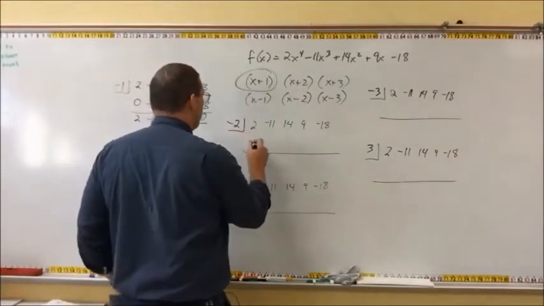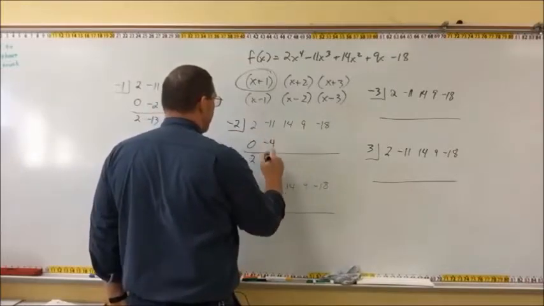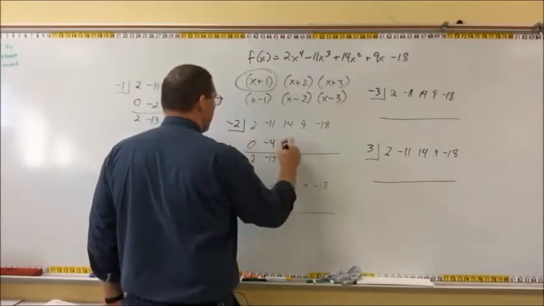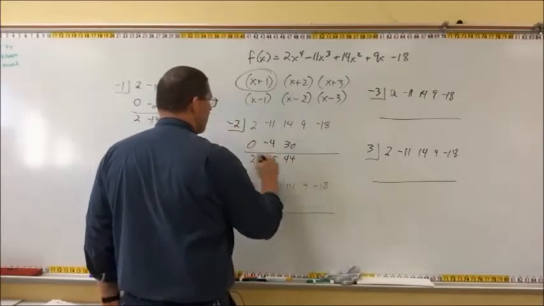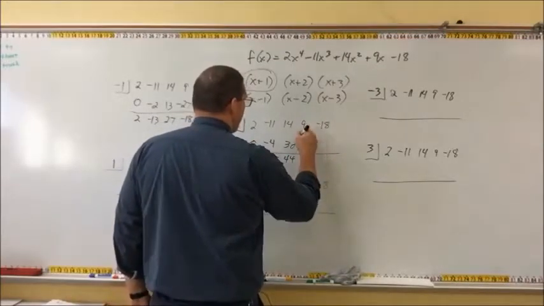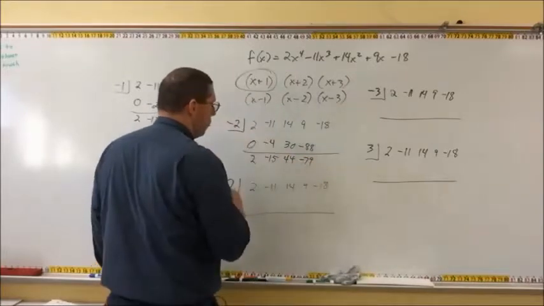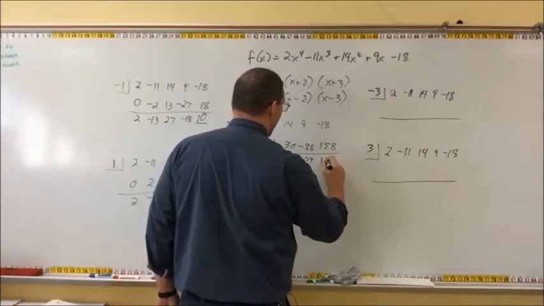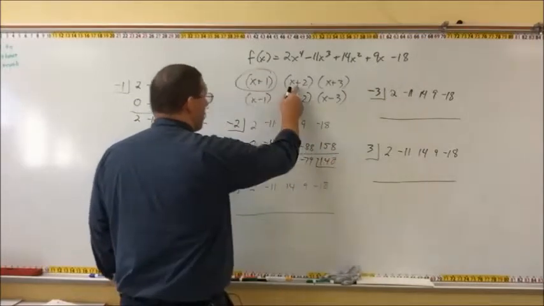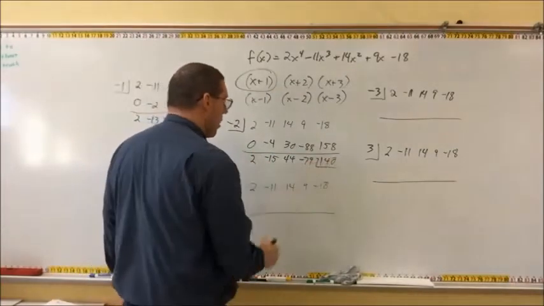So now I'm going to try negative 2. Put a 0 here. 2 plus 0 is 2. Times negative 2 is negative 4. Minus 11 is negative 15. Times negative 2 is 30. 30 plus 14 is 44. 44 times negative 2 is negative 88. Plus 9 is negative 79. Times negative 2 is 158. 158 minus 18 is 140. So x plus 2 is not a factor because the remainder is not 0.